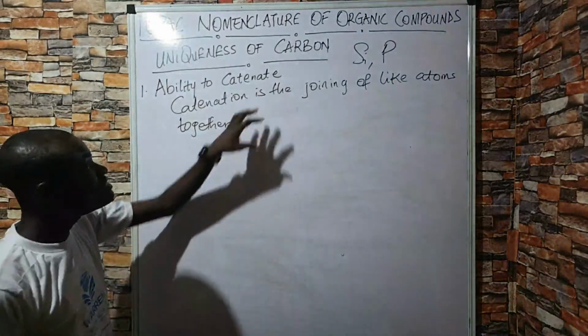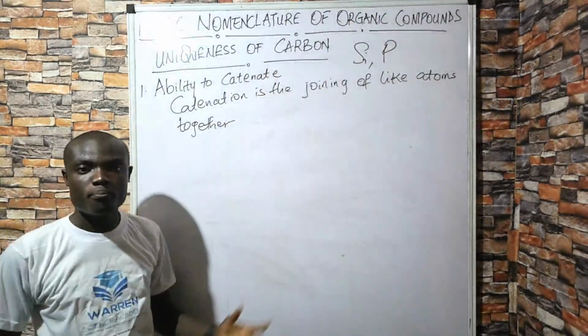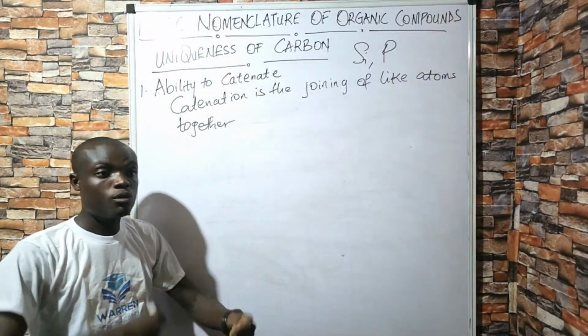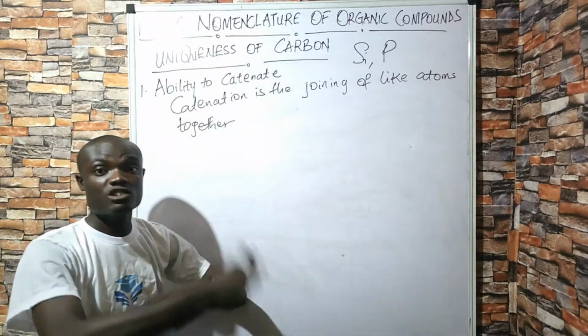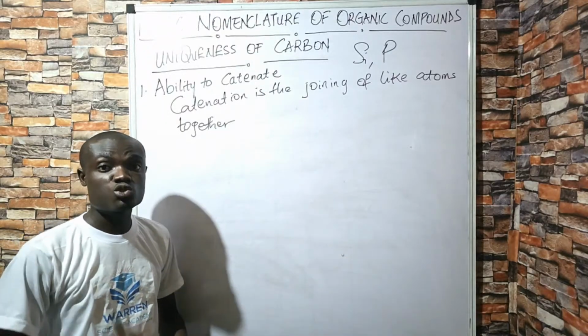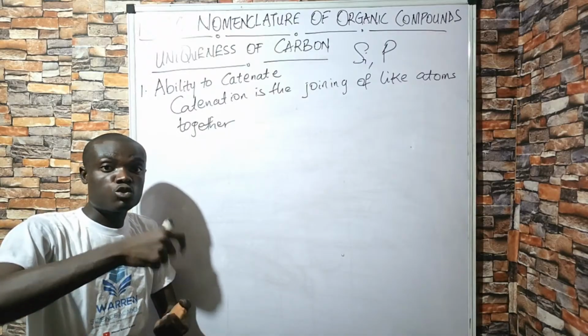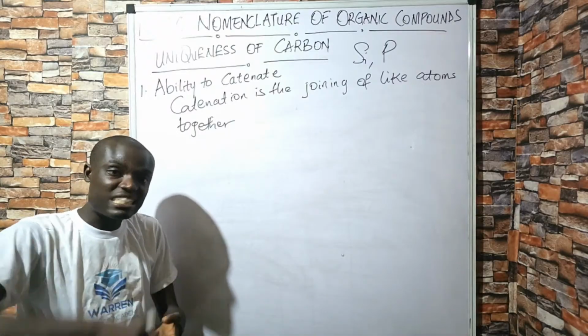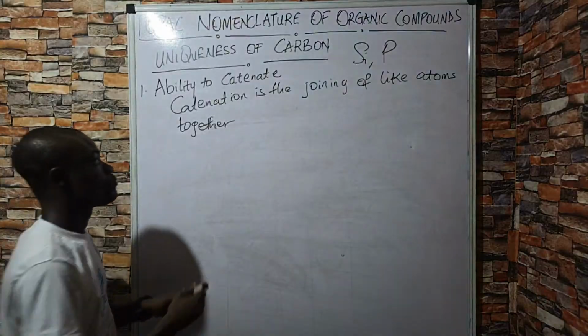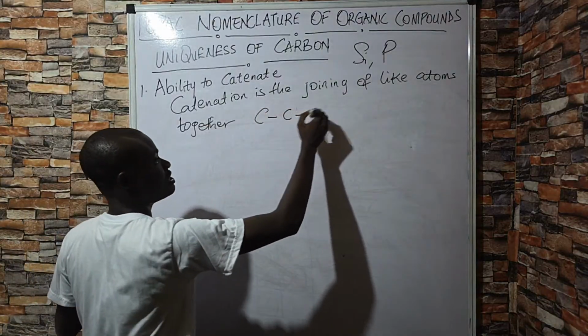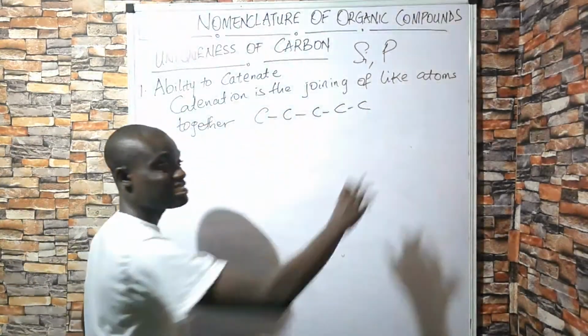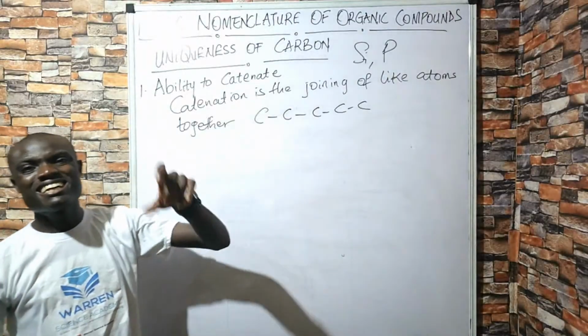And it is for that reason that carbon can form many compounds, where it can bond to one carbon, a second carbon, a third, a fourth, a fifth, even down to 100 carbon. That ability to join other atoms of itself is what we refer to as catenation. So we tend to see things like C to C to C to C to C. This ability is what we refer to as catenation.